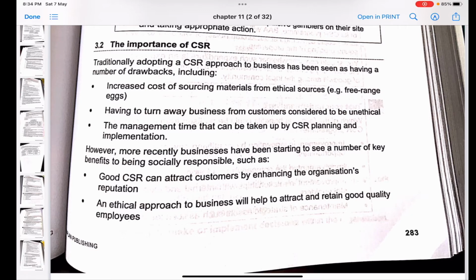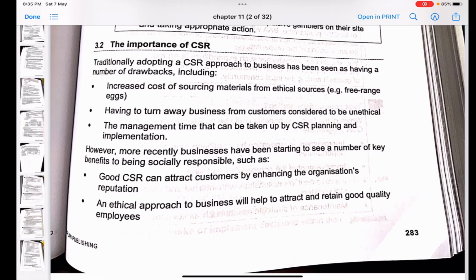So, there is increased cost of sourcing materials from ethical sources, and then we need to turn our businesses away from customers who are unethical, right? The management time can be taken up by CSR planning and implementation. The management will have to focus on this, so time is taken from there.